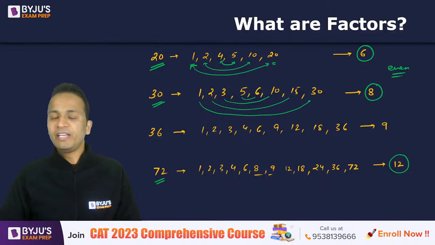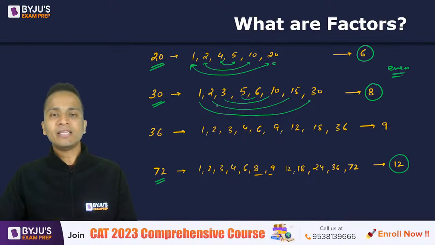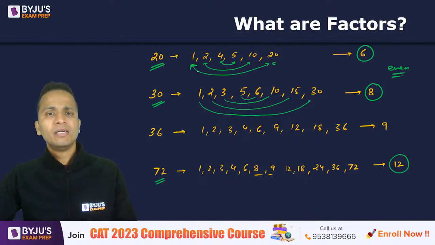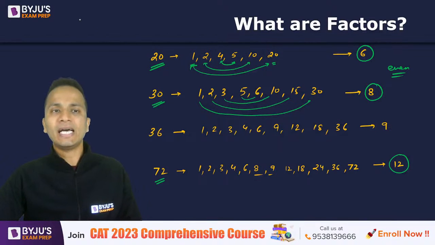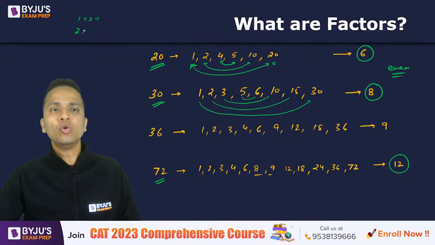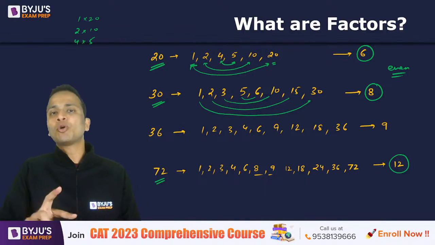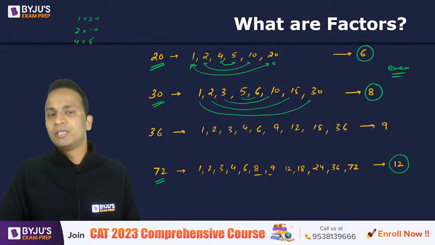Now, this is a very, very important property. As you can see, while writing the factors, 20 can always be written as the product of two different numbers. I can write 20 as 1 into 20, 2 into 10, 4 into 5. So I have written 20 as the product of two different numbers. Right?